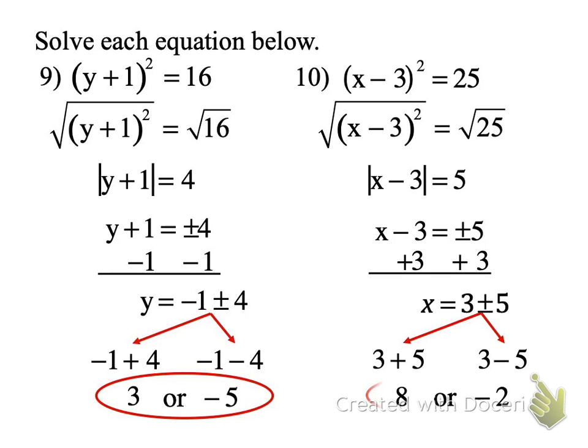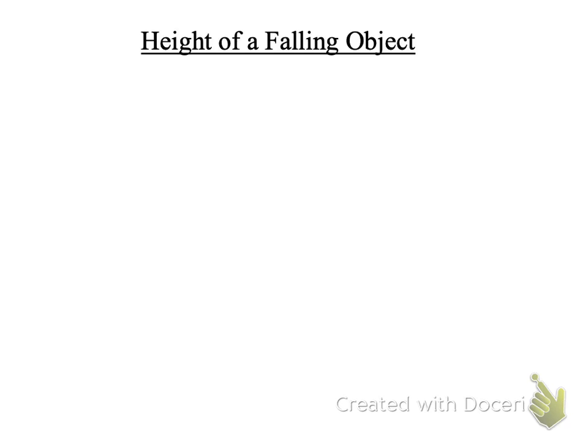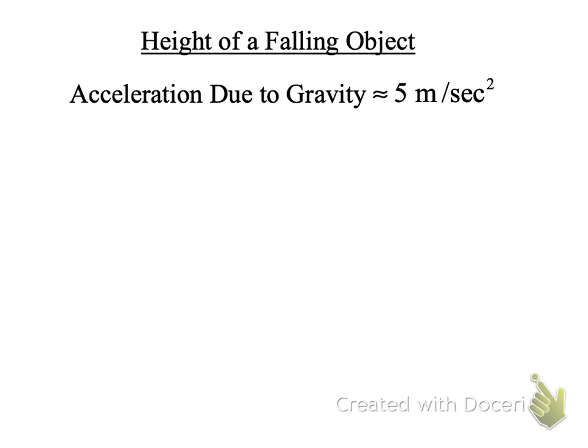All right, so now we get to our word problems, I believe. Okay, height of a falling object. Take a minute and write these notes. Acceleration due to gravity is 5 meters per second. We don't necessarily need that. Generally, with these kinds of problems, they give us the equation.